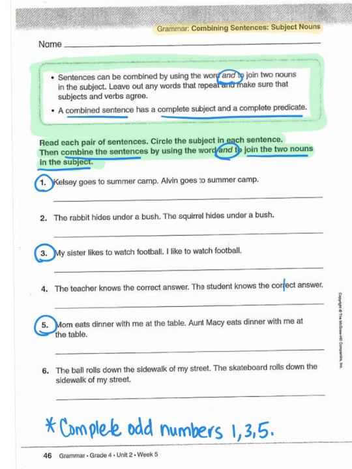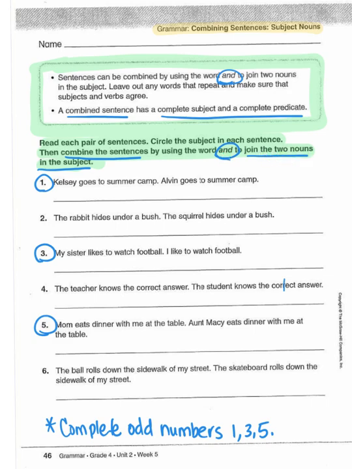So let me grab my pen here, and let's take a look. It says, sentences can be combined by using the word and. Remember, fanboys, you have and as your conjunction to join two nouns in the subject. Leave out any words that repeat and make sure that the subjects and verbs agree. So basically, you don't need to add extra words. You're going to keep it pretty short and sweet. A combined sentence has a complete subject and a complete predicate. Directions: read each pair of sentences, circle the subject in each sentence, then combine the sentences by using and to join two nouns in the subject.